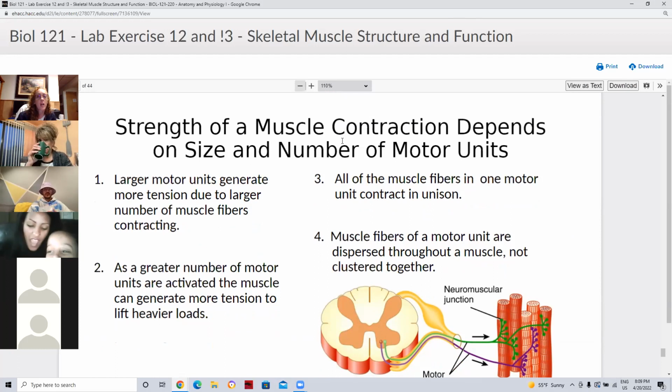So the strength of muscle contraction depends on the size and number of the motor units. Remember that we have big motor units and smaller motor units, and one motor unit is defined as all of the muscle fibers innervated by one motor neuron. So larger motor units are going to generate more tension because there are more muscle fibers contracting.